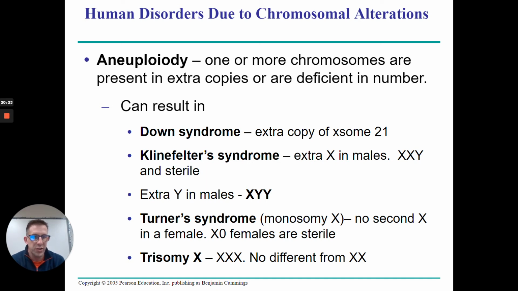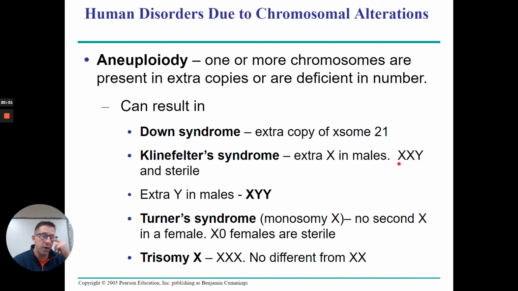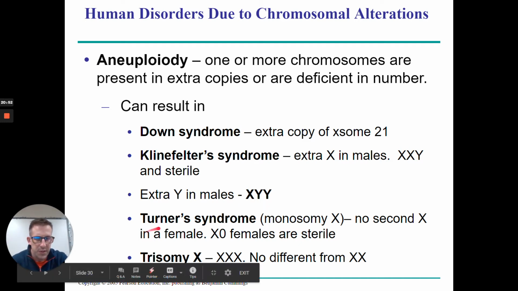There's situations where somebody has XXY, okay? They have all of the genetics of a male and all of the genetics of a female, and in this case, these people are in fact sterile, okay? We have extra Y chromosomes sometimes found in males, okay? These people are called super males. Okay, we'll talk a little bit more about that when we see each other in person.